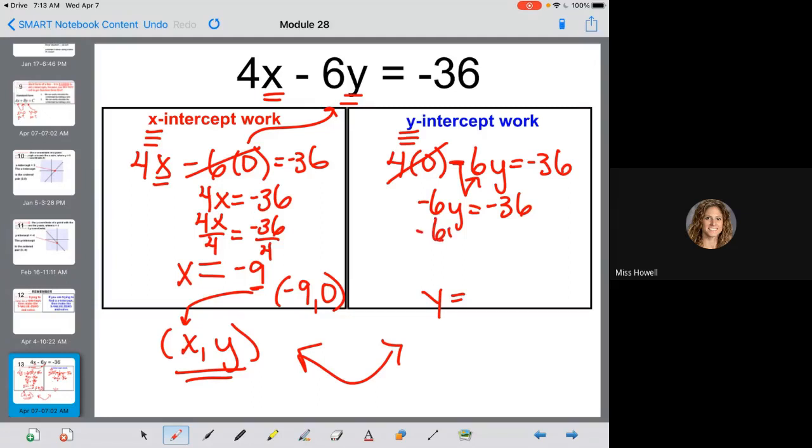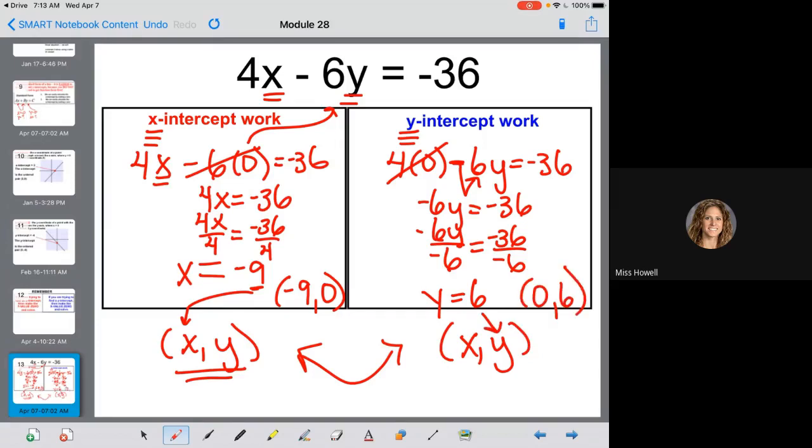From here, we're going to divide both sides by our negative 6. Negative divided by negative here will give us a positive. Now remember, our ordered pairs are x, comma, y. So this goes second in an ordered pair. So this is 0, comma, 6. Not 6, comma, 0. That would give me a second place on the x-axis.